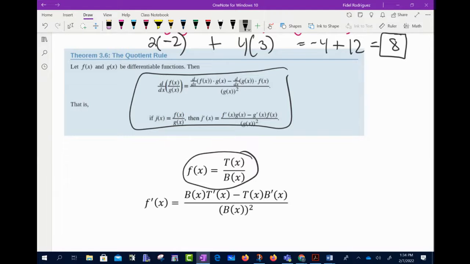In a fraction, we have 2 parts. You know what the T stands for? The top. You know what the B stands for? The bottom. Okay, so how do I find the derivative of a fraction? We take the bottom times the derivative of the top minus the top times the derivative of the bottom, all divided by the bottom squared. Okay? That's how you're going to find the derivative of a fraction.